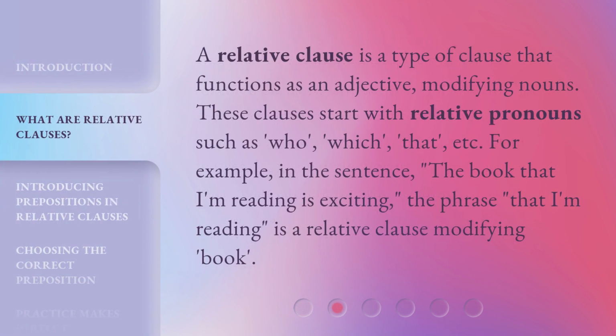A relative clause is a type of clause that functions as an adjective, modifying nouns. These clauses start with relative pronouns such as who, which, that, etc. For example, in the sentence, "The book that I'm reading is exciting," the phrase, "that I'm reading," is a relative clause modifying book.